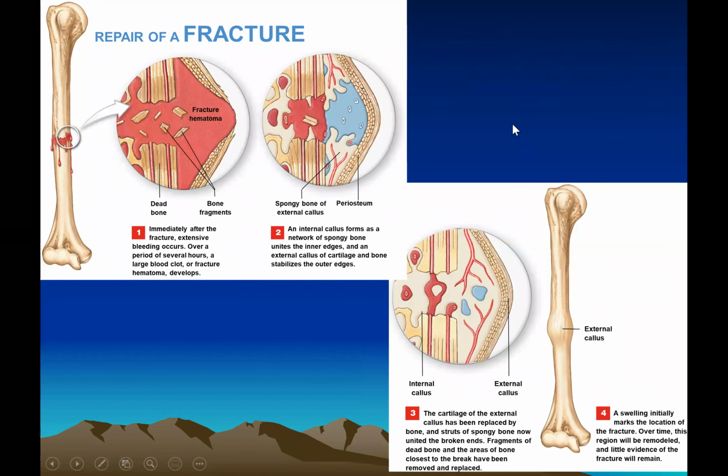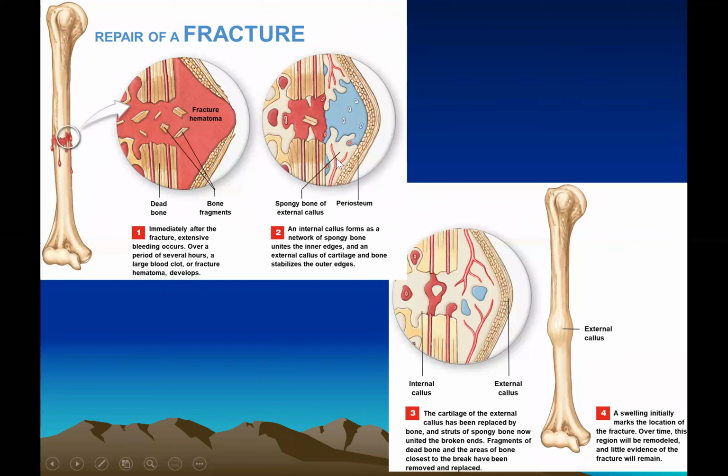So, how does our body heal itself when there's a fracture? The first step to happen anytime you break a bone is fracture hematoma. Within a few hours, a blood clot is formed. Immediately after the fracture, there's bleeding and there's a blood clot. It's called fracture hematoma.